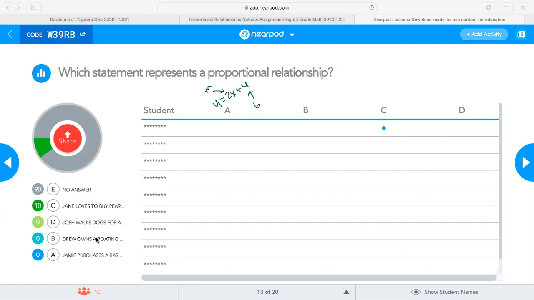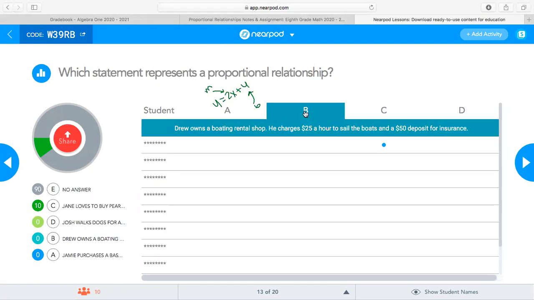Sorry, I can't see it. I have to hover over it to see it. Oh no, it's not showing me. Oh, maybe I'll press this. Oh, there it goes. That was much easier. Drew owns a boating rental shop. He charges $25 an hour to rent the boats and a $50 deposit. All right, 20 seconds. Put it in the chat. What's the equation for Drew?